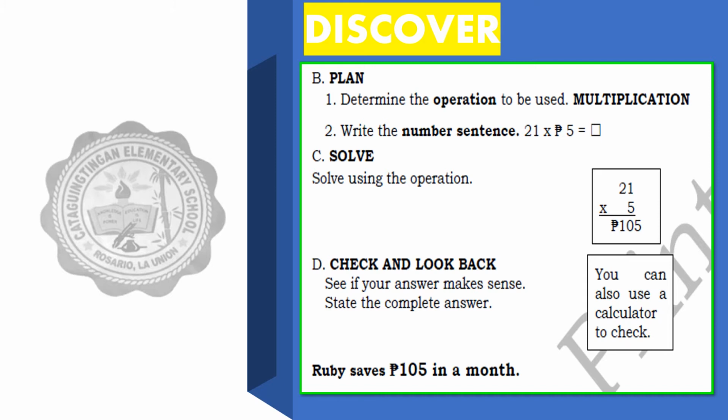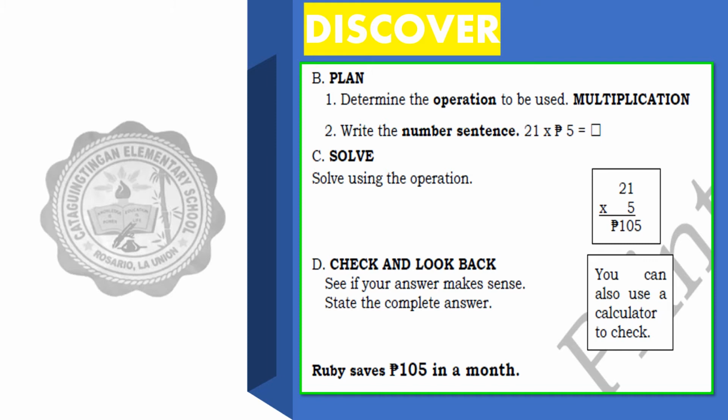Now, let us go to our third step, which is to solve. Let us solve the operation. Magsusolve tayo. So, 21 times 5. So, 1 times 5 is 5. 5 times 2 is 10. So, 105 pesos.